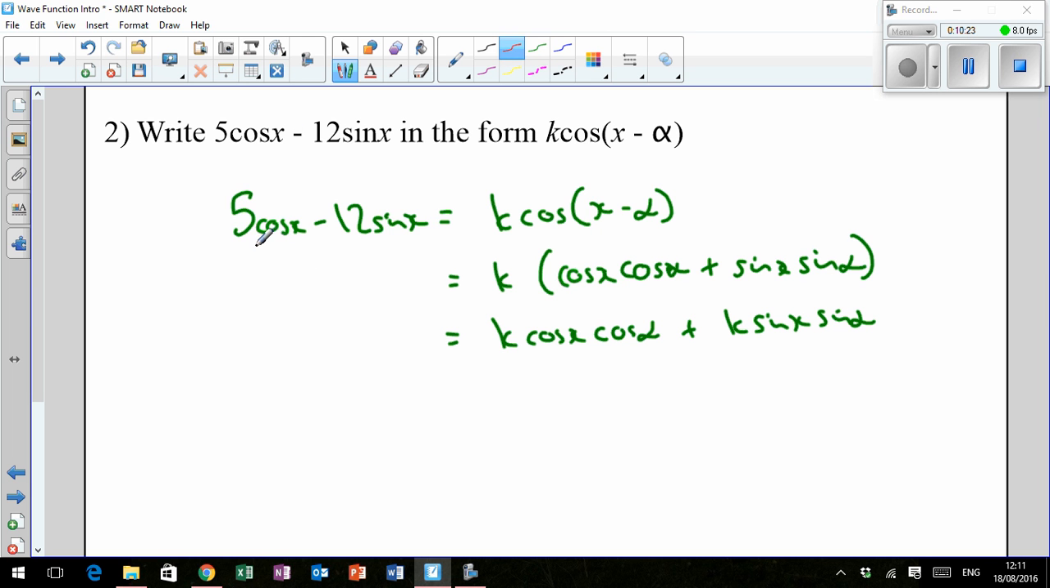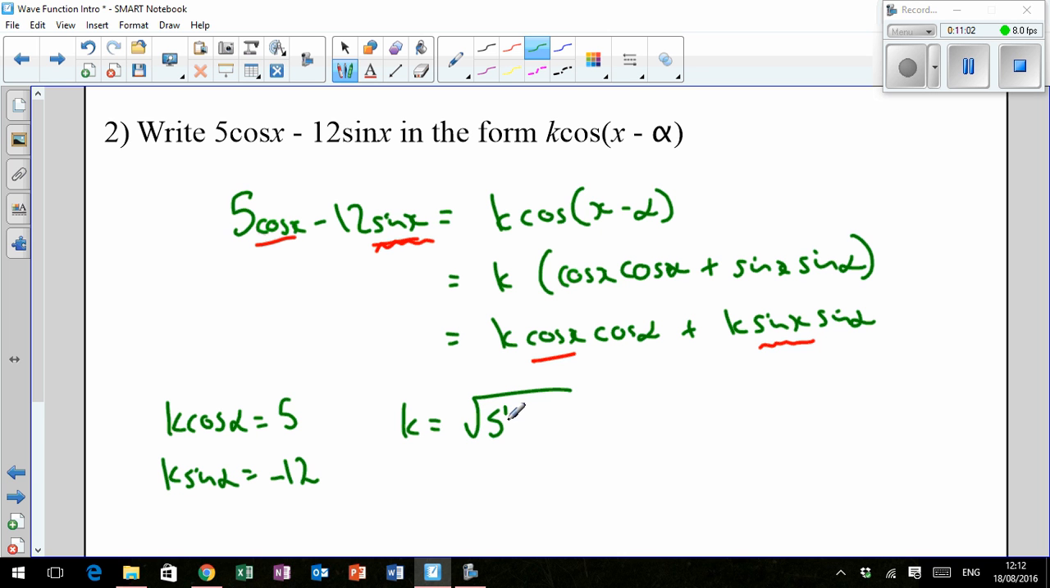Okay, so cos x is there, cos x is there, which means that k cos alpha is equal to 5. Okay, sin x is there, sin x is there, which means that k sin alpha, and this is a little bit trickier, is equal to negative 12. Okay, so negative 12 there, just because it's there, that's a plus, that's a minus. That's going to knock that out into negative 12. Okay, so k is equal to the square root of 5 squared plus negative 12 squared, which, when we do it, will give you 13.